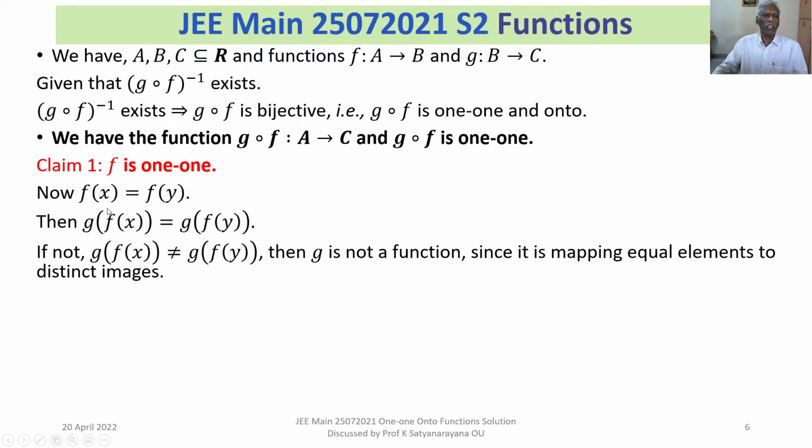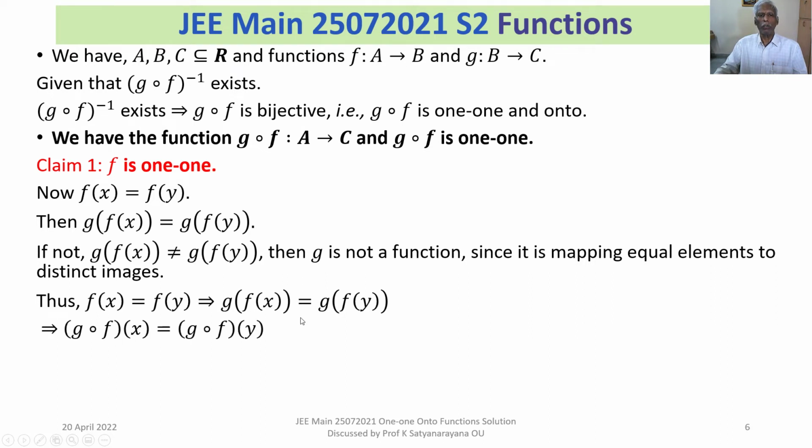That means whenever f(x) is equal to f(y), then g(f(x)) is equal to g(f(y)). So, what is g(f(x))? g∘f(x) is equal to g(f(y)), g∘f(y). But what is given to you? g∘f is one-one. So g∘f(x) is equal to g∘f(y), and g∘f being one-one will imply x is equal to y.